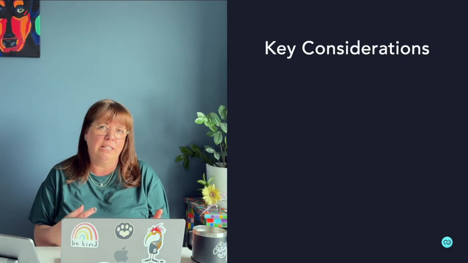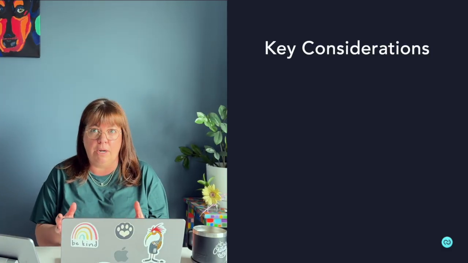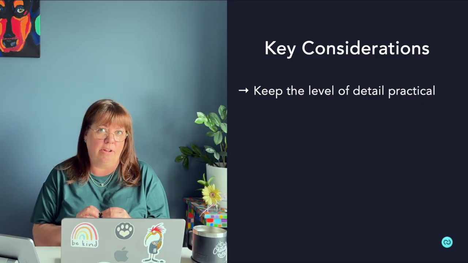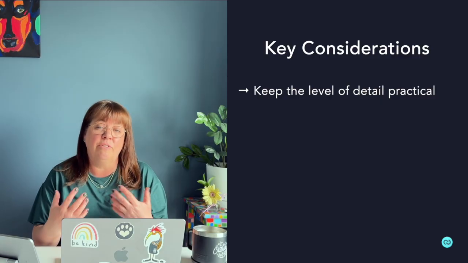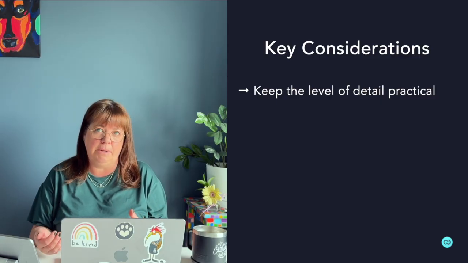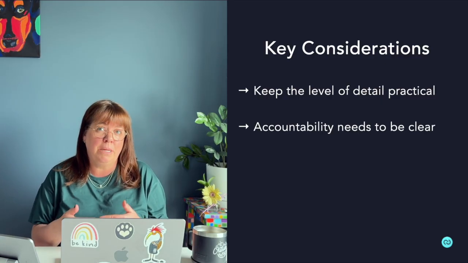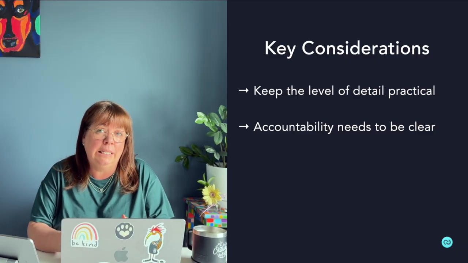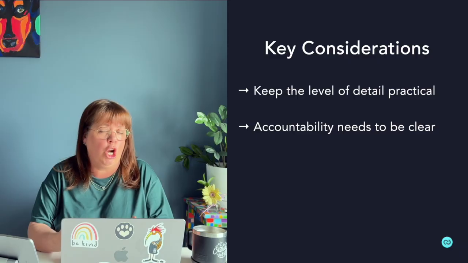When you're creating RACIs for projects, there's a couple common mistakes that you want to keep an eye on. First is having it be too detailed. If every single task is on that RACI, as I mentioned earlier, it gets far too complicated, difficult to read, and it's really hard to maintain. The second is if you have too many people assigned to being accountable. Accountability needs to be really clear. If everybody's accountable, nobody's accountable.